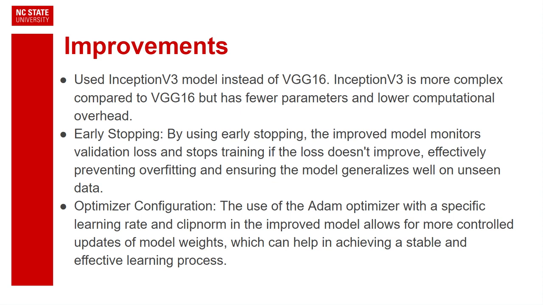So the improvements that we've done to the baseline model are we've used Inception V3 model instead of VGG16 as our CNN. And Inception V3 is a little more complex compared to VGG16, but has fewer parameters and lower computational overhead. And we also used early stopping. With early stopping, the improved model monitors validation loss and stops training if the loss doesn't improve, effectively preventing overfitting and ensuring the model generalizes well on unseen data. For optimizer configuration, we've used Adam Optimizer with a specific learning rate and clip norm in the improved model, which allows for more controlled updates of model weights, which can help in achieving a stable and effective learning process.